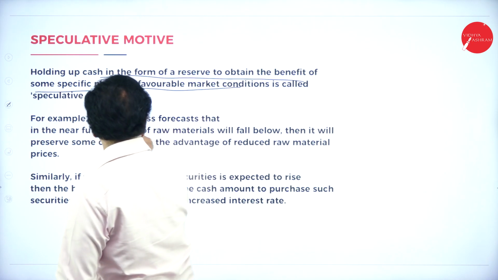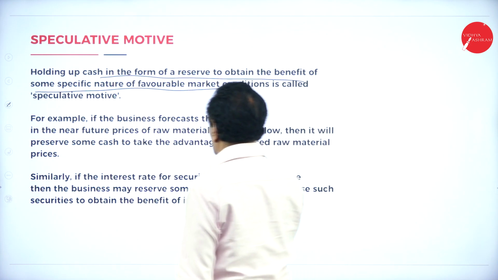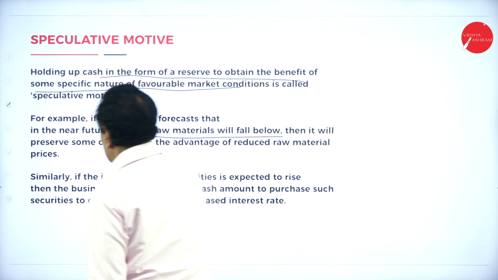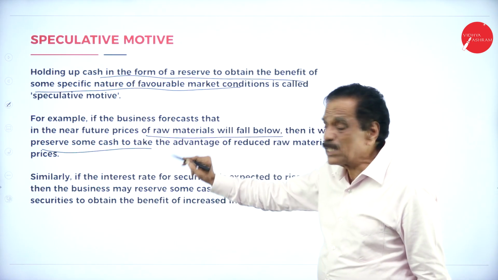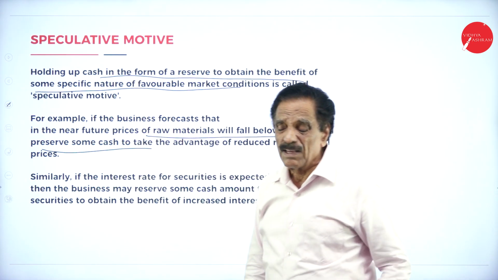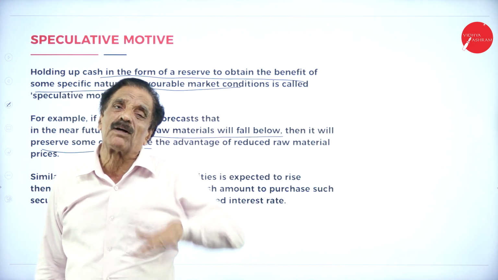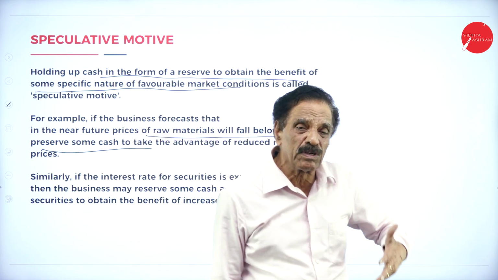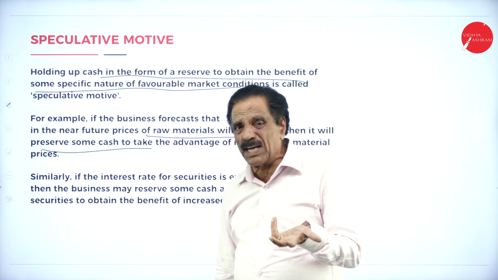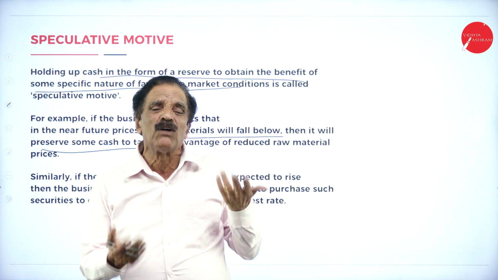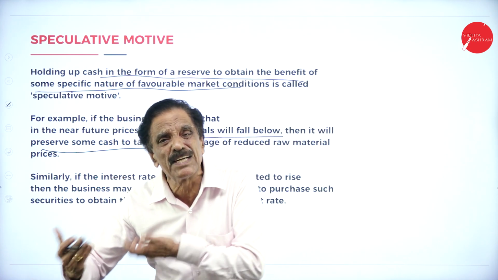Speculative means, for example, the business forecasts that in the near future the price of raw material will fall, so it will preserve some cash to take advantage of the reduced raw material price. This is a very, very important point. Raw material is part of production, and when its cost is reduced, we have to purchase more raw material. In order to purchase more raw material, what we require is finance. So finance plays a very, very important role here.